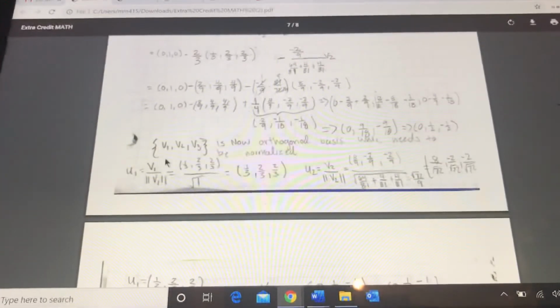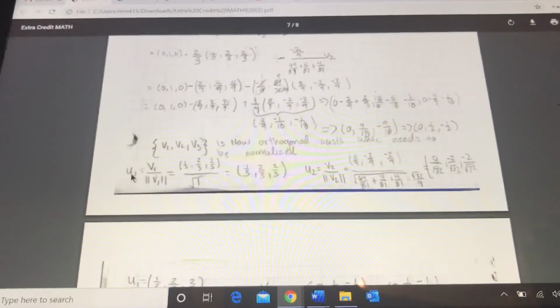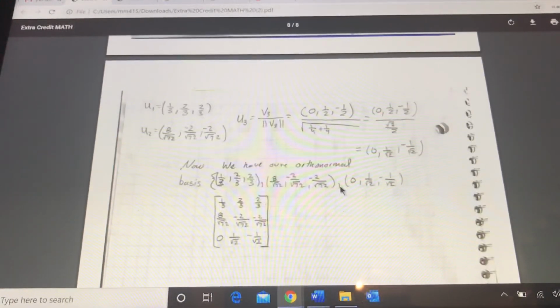So now we have found our orthogonal basis, which needs to be normalized. And that's U1, U2, same thing: U1 equals V1 divided by the length of it. Same for U2 and U3. Went ahead and did it. And then that will give us our orthonormal basis for this whole question, which is right here.